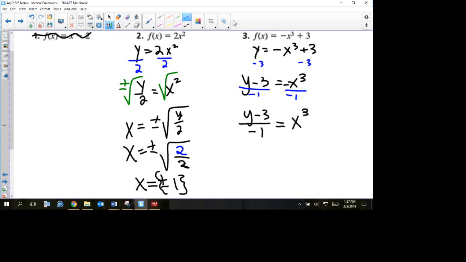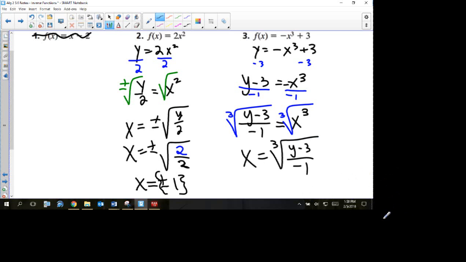Then what do I do? Cube root. Do I need plus minus with cube root? Not for odd. So we get x equals the cube root of y minus 3 over negative 1. And they're telling you that the output is 2. Where do I put that output? For y.